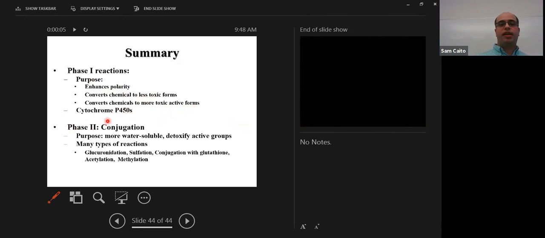Then phase 2 conjugation, we're going to make the xenobiotic molecules more water soluble. We're going to detoxify active groups. This is all due to conjugation type reactions, either glucuronidation, sulfation, conjugation with glutathione, acetylation, or methylation. So now that we are at this point, we have a molecule that is more water soluble. We need to get it out of the cell and into an area where it can be excreted, whether it's going to the feces or into the urine. And this is going to be done through specific transporters, which we'll talk about next time.